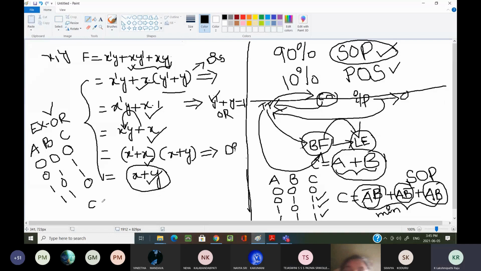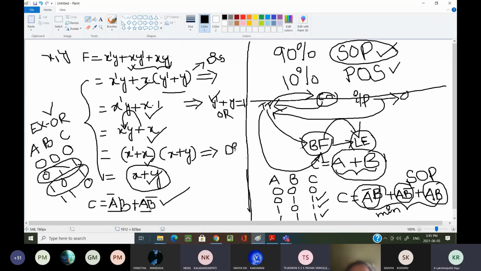What is the finalized expression? A bar B plus A B bar. Now, how have I derived this Boolean function? By considering the ones in the output column, that is, the min terms. Every term is a product term or min term. Am I correct? Yes, sir.